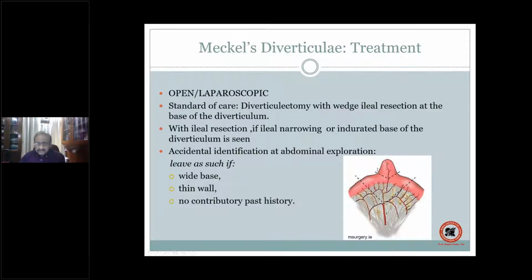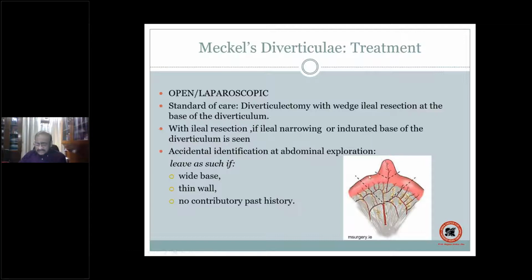You have to remove the diverticulum with a wedge ileal resection at the base of the diverticulum. Now, why is the wedge required? The wedge is required because if you have heterotopic epithelium, this is going to go beyond the base. So you can do a cut like this, but that will not serve the purpose. What will serve the purpose is to include a part of the adjacent normal ileum in the diverticulum base. So you're doing a wedge ileal resection.